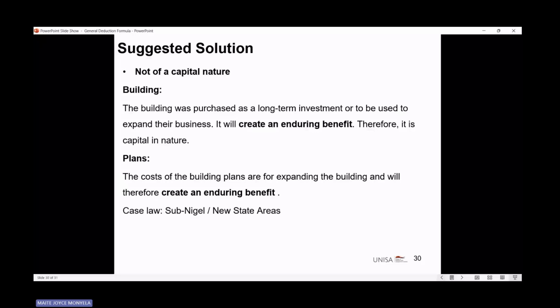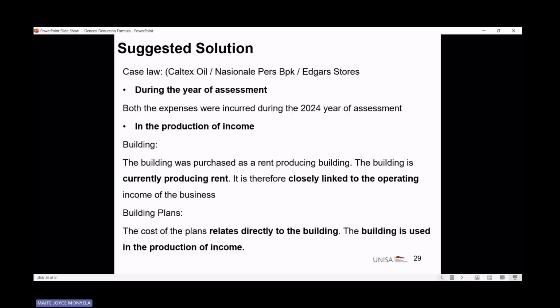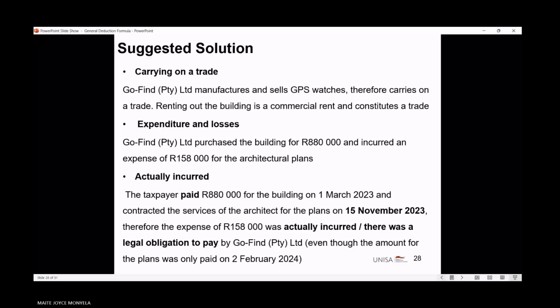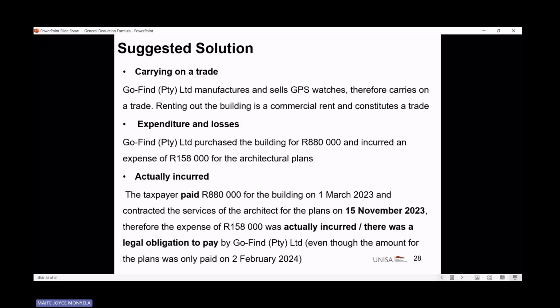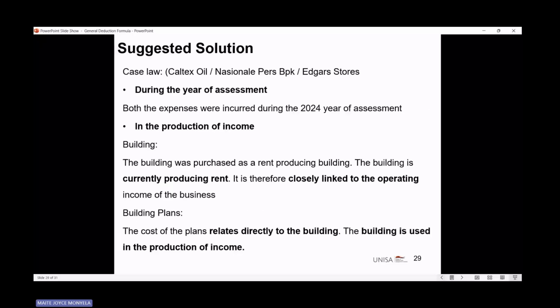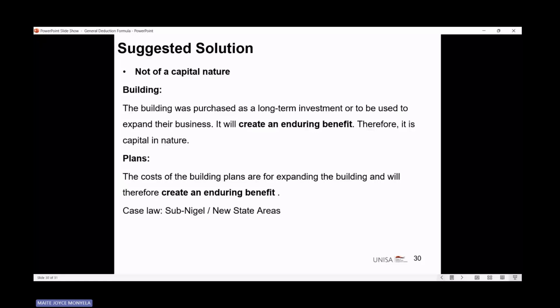I talked about the requirements in terms of section 11A. These are the requirements, and here is how you apply them. We are still talking about not of capital nature. The building was purchased as a long-term investment or to be used to expand the business. It will create an enduring benefit, therefore it is of capital nature.